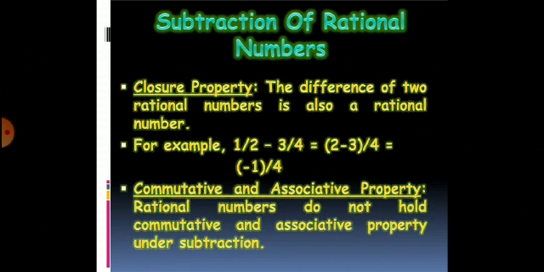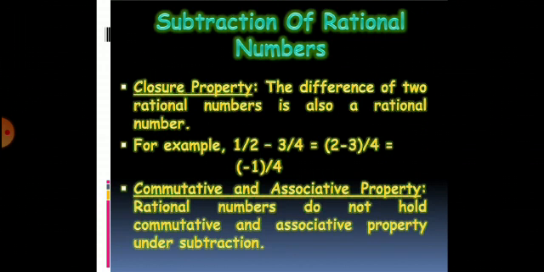Now, subtraction of rational numbers. The first one is closure property. The difference of two rational numbers is also a rational number. For example, 1 by 2 minus 3 by 4 is equal to minus 1 by 4. So it is applicable under subtraction.